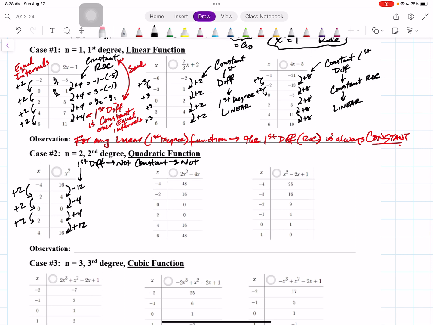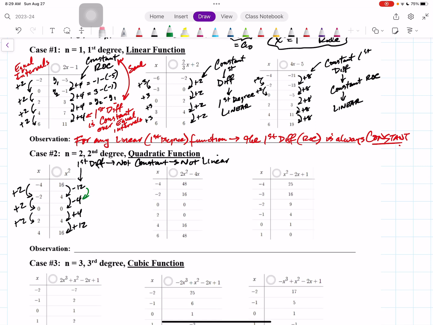I'm writing down my thought process here. So when I see a first difference and it's not constant, that tells me right away it's not linear, it's got to be something else. Now I give you the x squared function, so you know it's quadratic. However, typically you're not given the function, you're just given a table of values, and so you really don't know. So what you have to do, let's switch colors here.